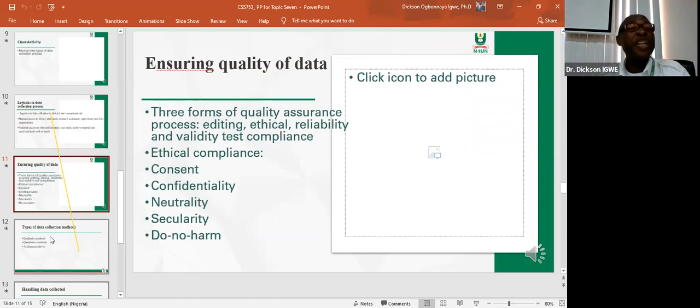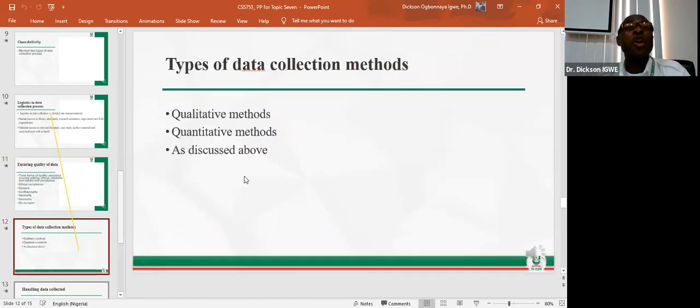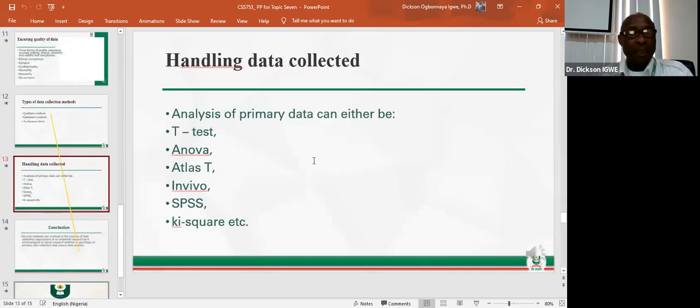So from this point, we go on into another one, the types of data collection methods. We had discussed this earlier. And so we know that we have qualitative data methods, we have quantitative data methods. The next one is handling this data collected or processing it. How do you go about it?